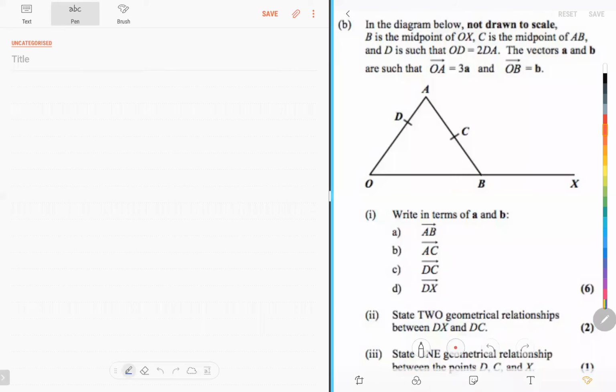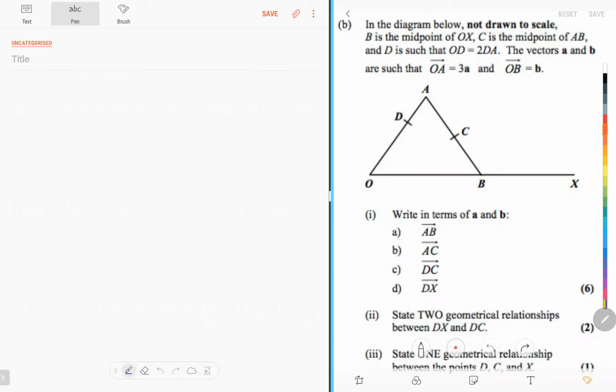So it says in the diagram below, not drawn to scale, B is the midpoint of OX. So this point B is the midpoint of OX. I mean that this length and this length are the same. And since it's vectors we're doing, it means that whatever vector this little piece is, this vector is the same vector, because the length of this piece is the same as the length of this piece, and they are the same direction this way. So those two will be equal. So we establish that information. That is the midpoint right there.